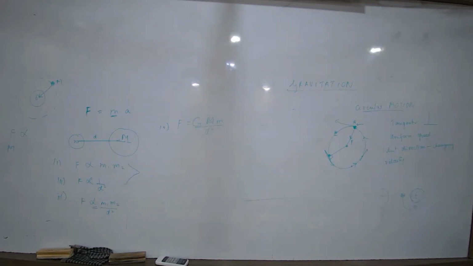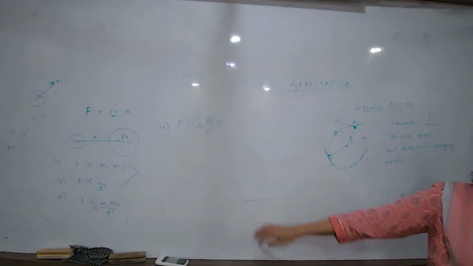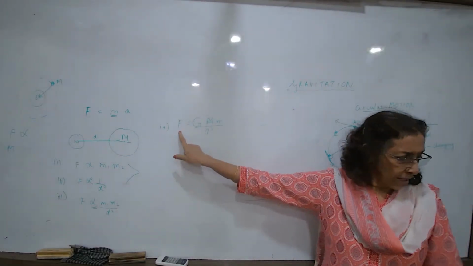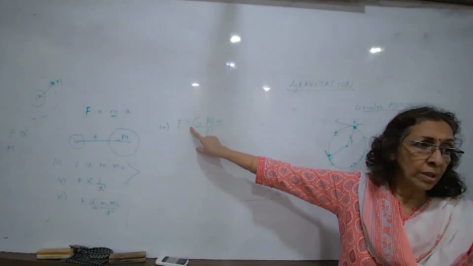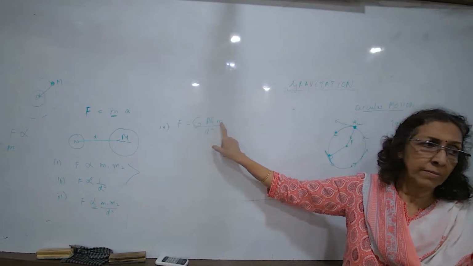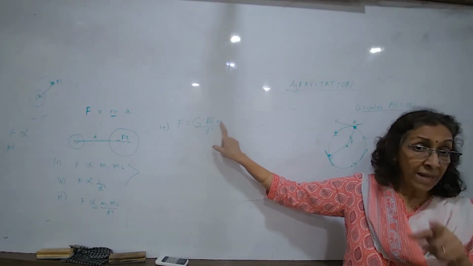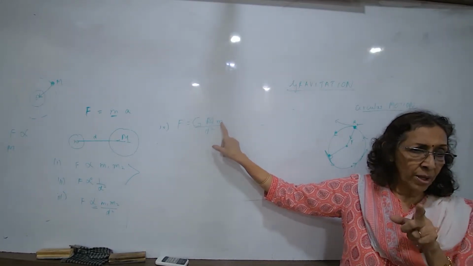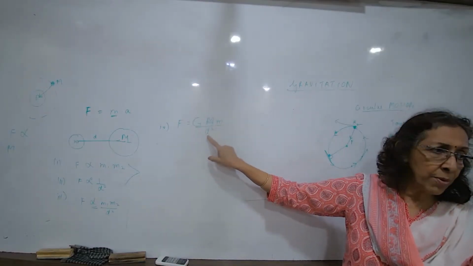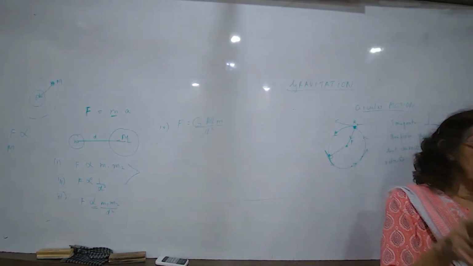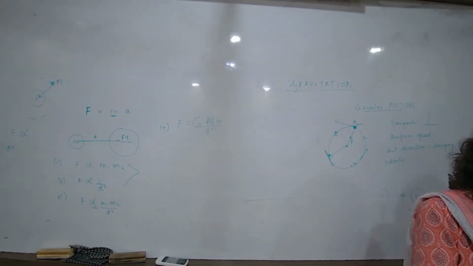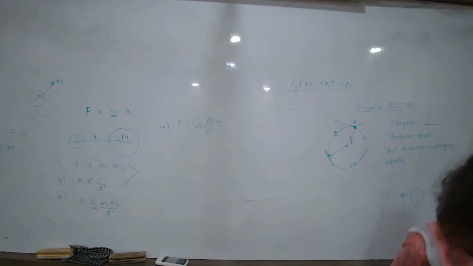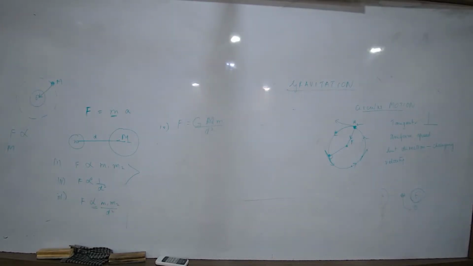Every object in the universe attracts every object in the universe with a force which is proportional to the product of their masses. Product, because it is m times n. It is not the sum of, it's a product of, and it is inversely proportional to the square of the distance between them. Understood? Did you underline? That is your universal law of gravitation.